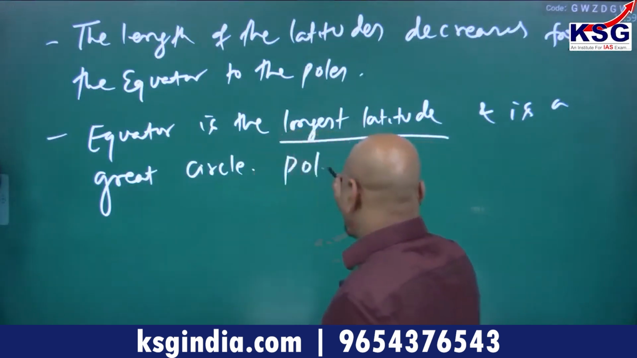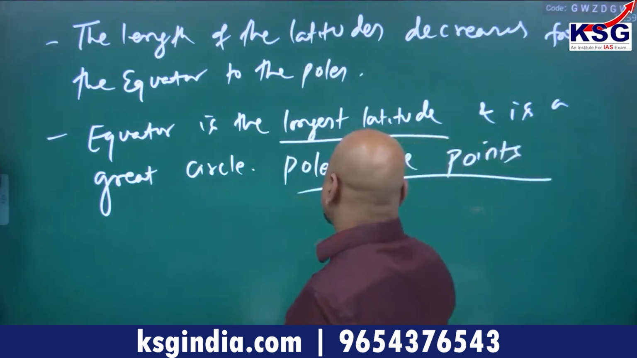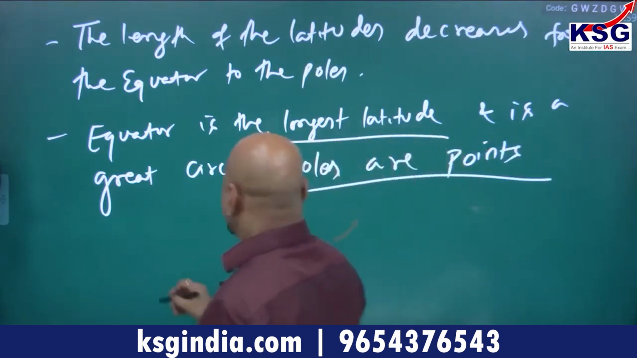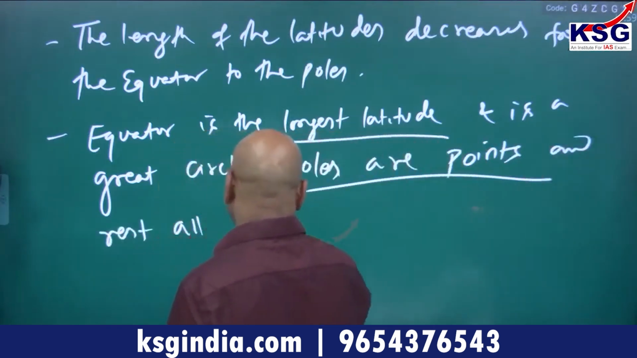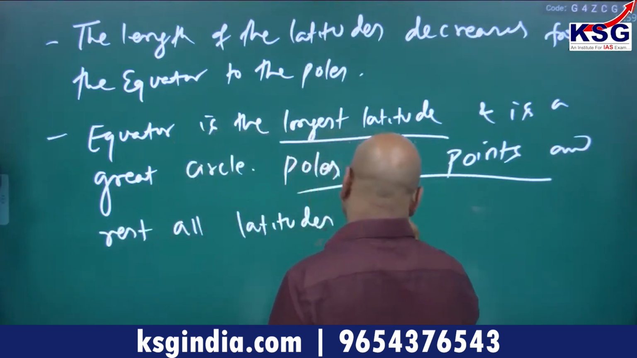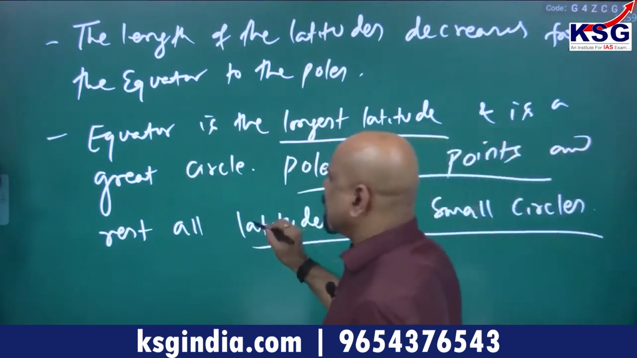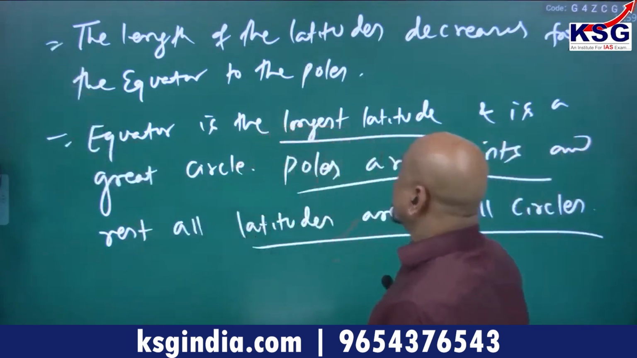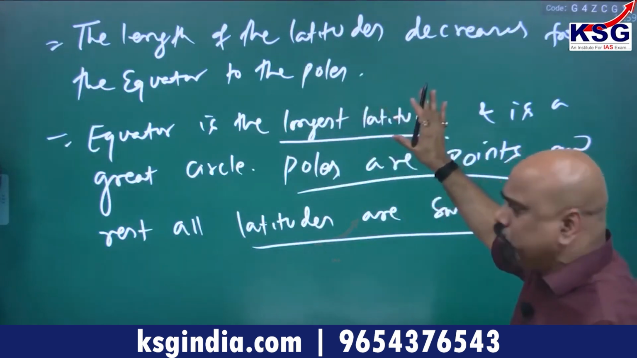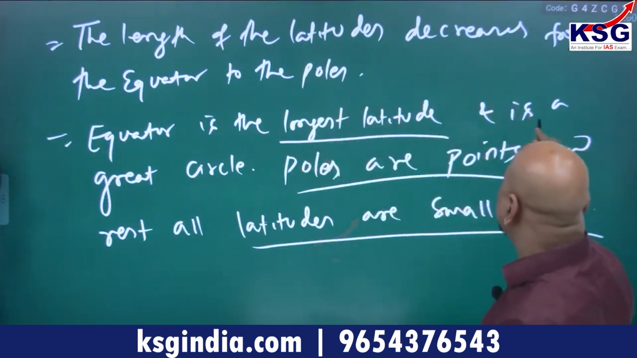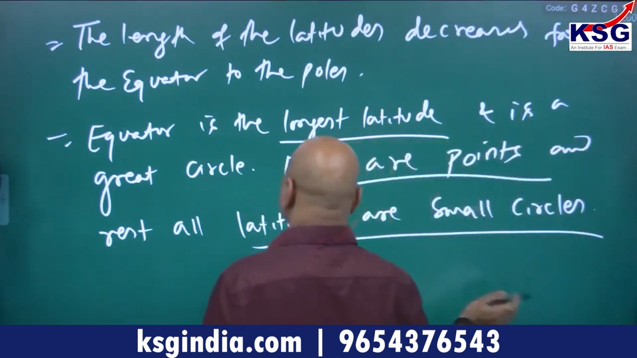Poles are points. North and south poles are points, and rest all latitudes are small circles. Length of the latitude decreases from the equator to the poles. Equator is the longest latitude and a great circle, poles are points, and rest all latitudes are small circles. This is what I said.